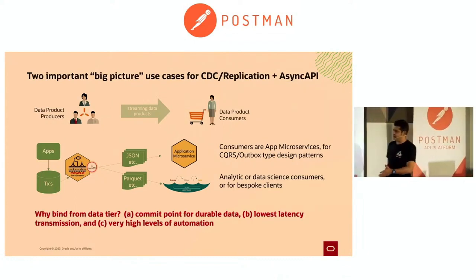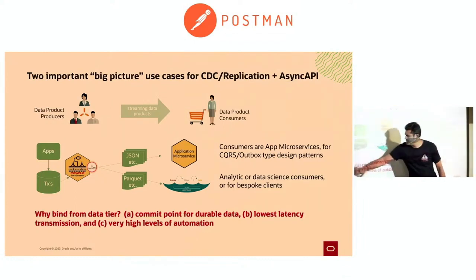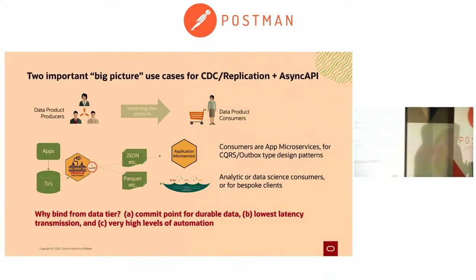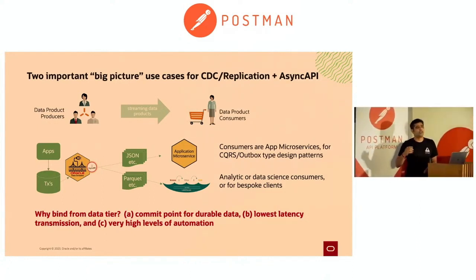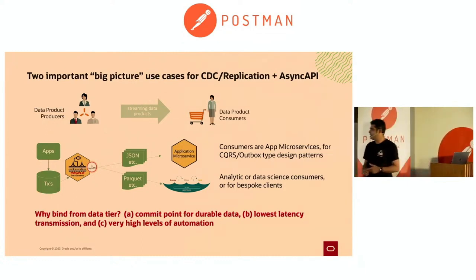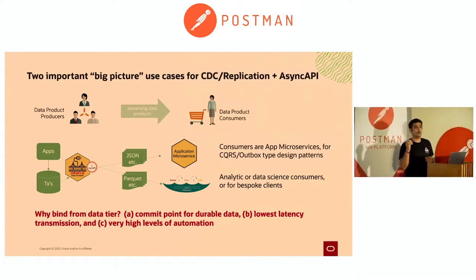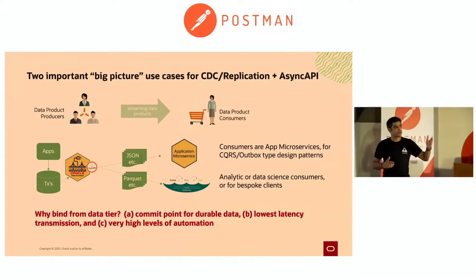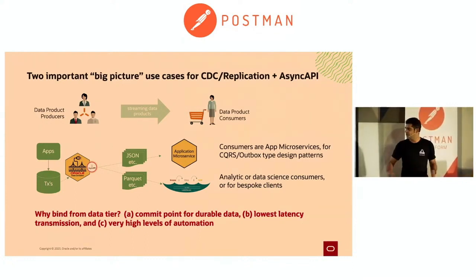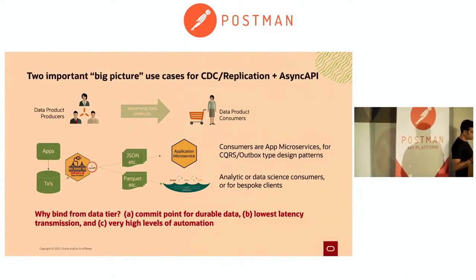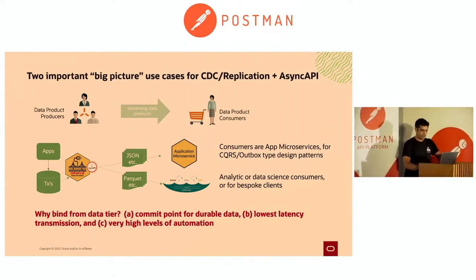So why do we bind with the database? Why do we want to bind with the data tier? What is the use of it actually? The first one is commit. Only the committed changes are captured, and that creates durability of the data. The second one is, as I told you, in milliseconds your data will be replicated to the target database, so lowest latency. And you get a lot of options to automate capturing the data from the source. These are the three major points that give more benefits when using Oracle GoldenGate with AsyncAPI.